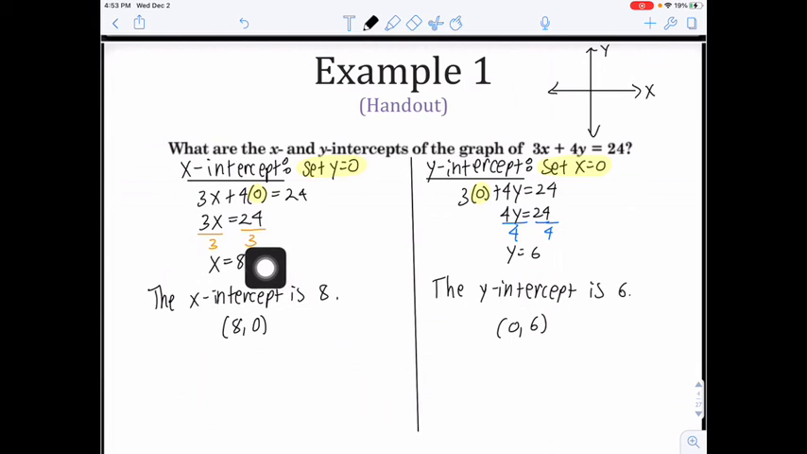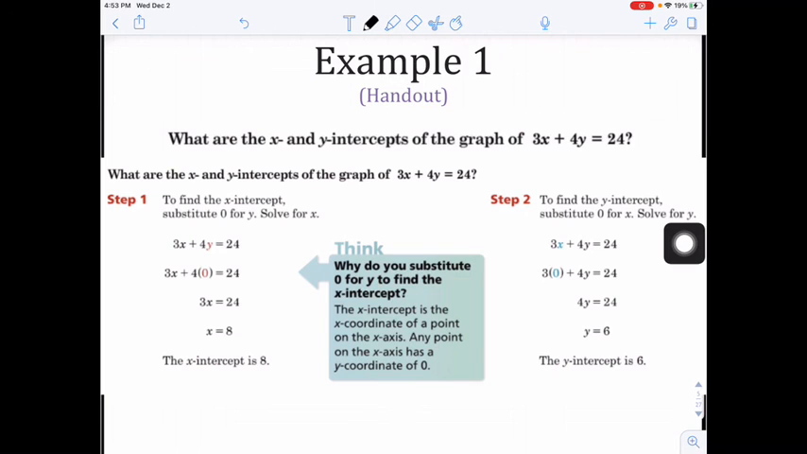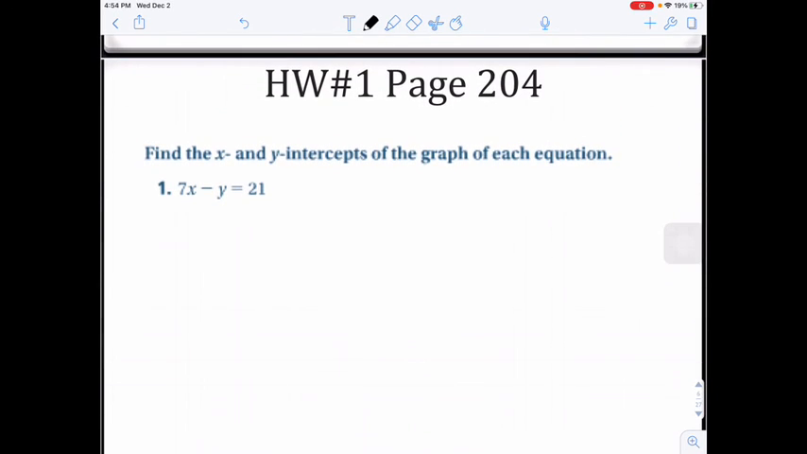Now this worked out really well because both 3 and 4 go into the number 24. You won't always get a whole number, and that's okay. The work for this problem is all written out on this next slide. And then we have the first you try, number 1 on page 204, find the x and y intercepts of the graph of each equation. 7x minus y equals 21.